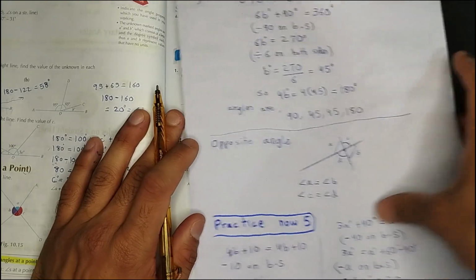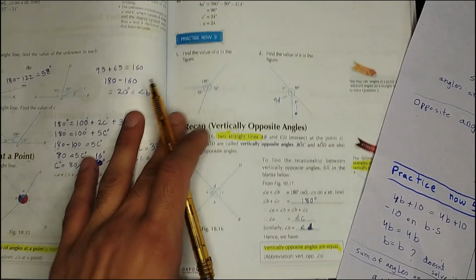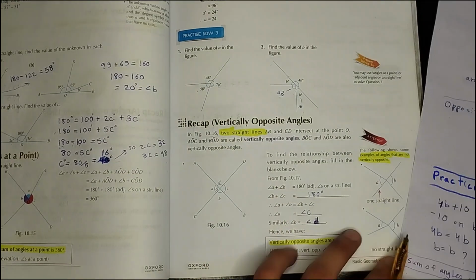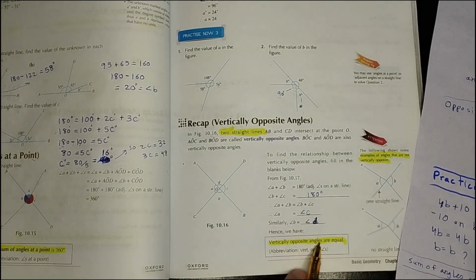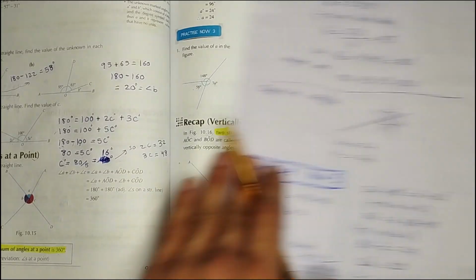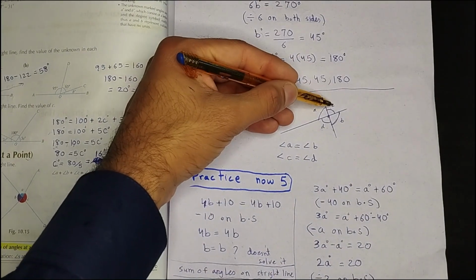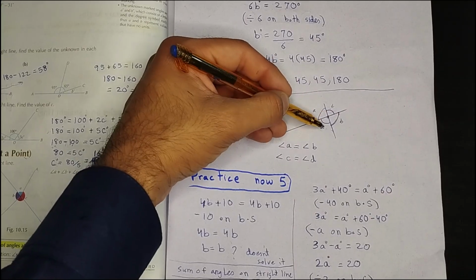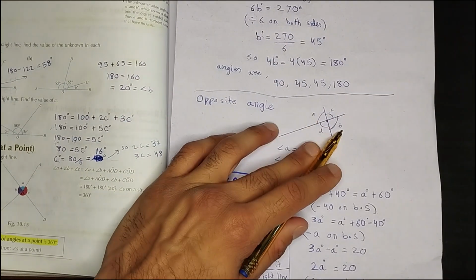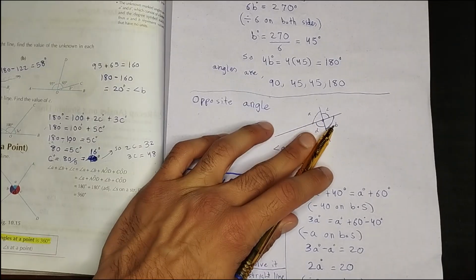What does this tell us? We have another rule here which says vertically opposite angles are equal. So it doesn't matter what C is, it will always be equal to D. And it doesn't matter what A and B are, they will always be equal to one another.